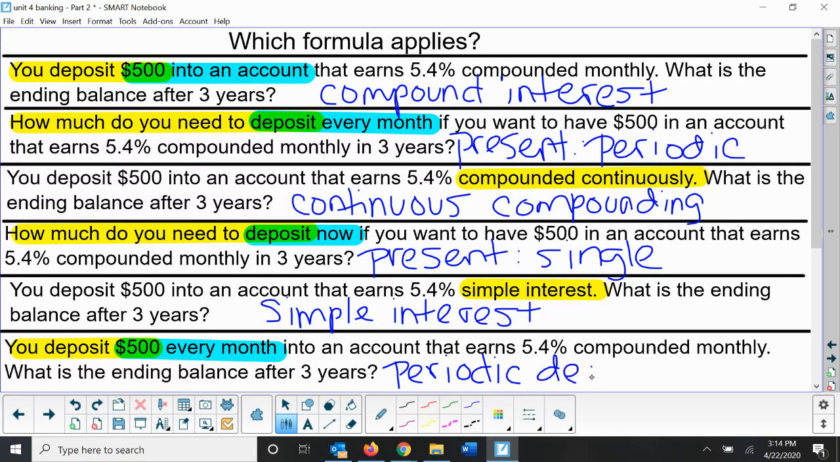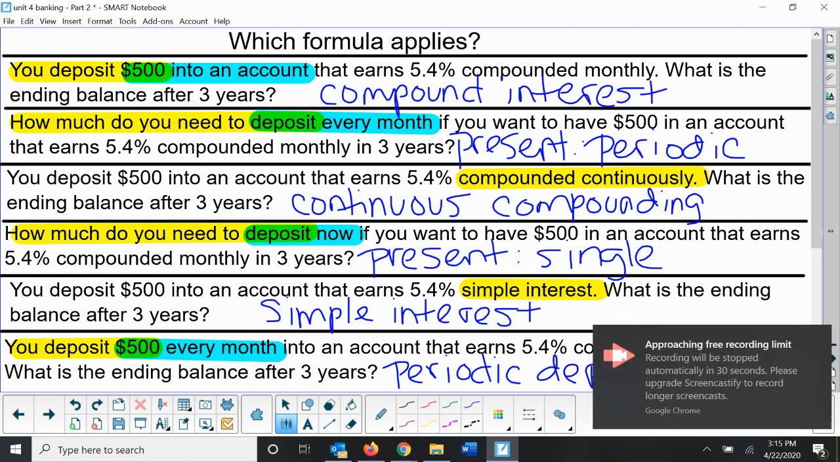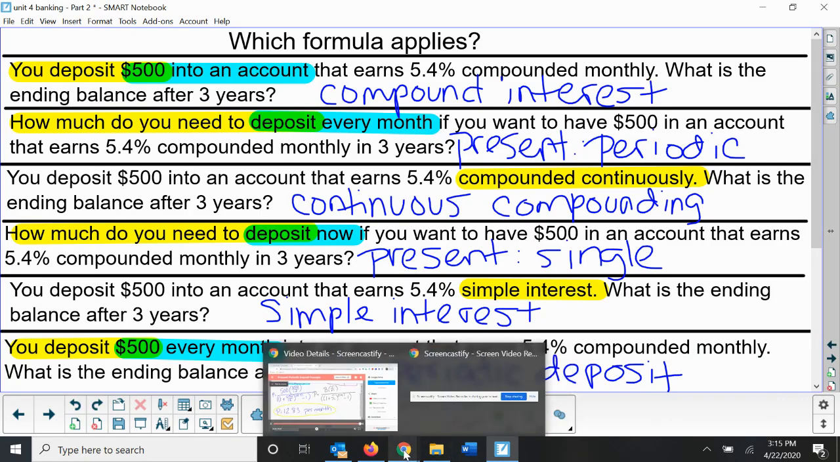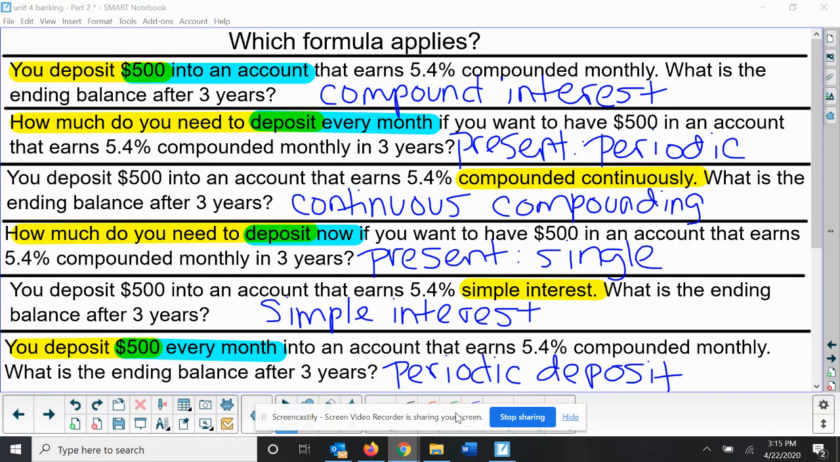And so hopefully going through these examples helps to give you an idea of the wording that you're looking for and being able to follow through that flow chart in order to determine what formula and what type of problem solving in our banking unit. And hopefully this helps to follow along and be able to solve these problems.